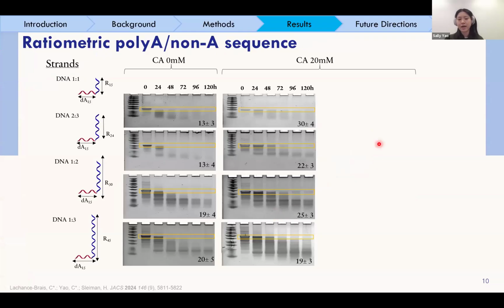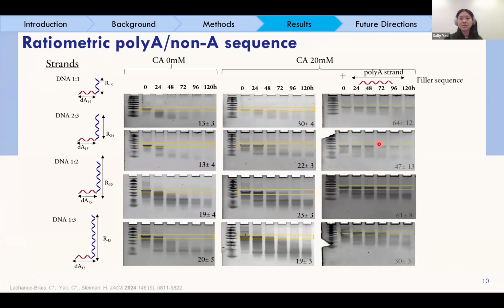In the presence of cyanuric acid, when we add fuel sequences, we see that especially for DNA 1-to-1 strands, we are able to see the bands even after 5 days, which gives us a 6-time increase from the one that doesn't have any protection. And even for the DNA 1-to-3 strands that didn't have any difference with or without cyanuric acid, with the presence of fuel sequences, we can push the fiber formation, better protect it, and see the bands even after 3 days.